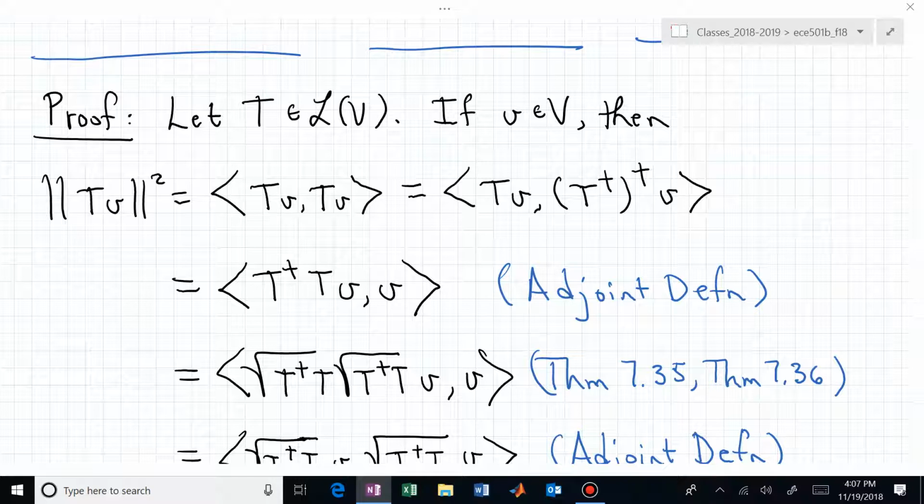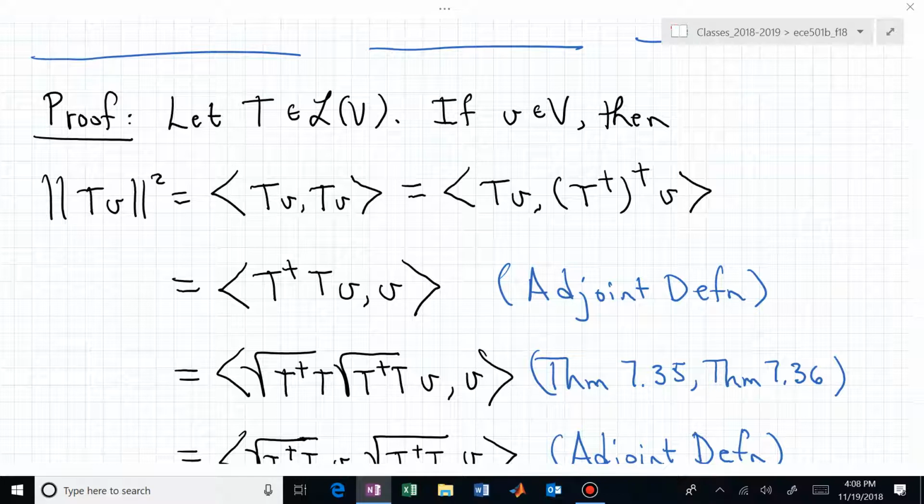So the norm of TV squared is equal to the inner product of TV with itself. That's the very first equality. And now we can start playing with adjoints of adjoints. Since those are so fun, we can think of T as T dagger dagger in the second slot. What does that do for us?